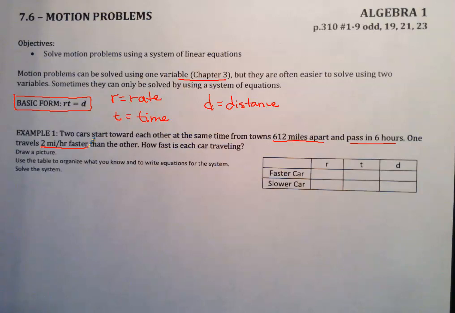All right, so let's think about this. We've got two cars at different towns. So we're going to have a town over here and a town over here. And we know how far apart these towns are exactly? 612 miles. All right, so are they traveling away from each other or towards each other, if they're going to pass? Toward. Okay, so one is going this way and one is coming this way.